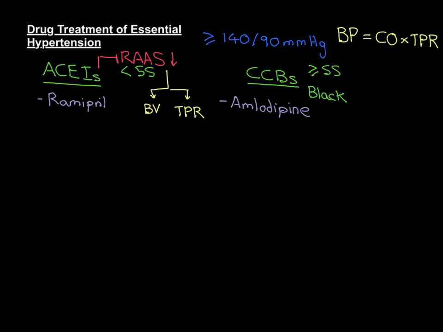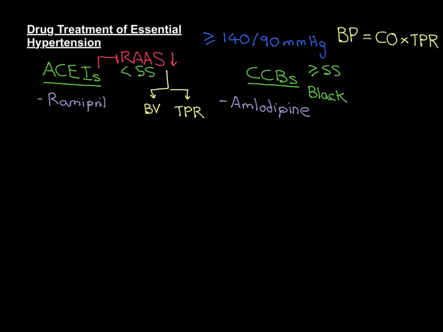So in summary, the Renin-Angiotensin-Aldosterone system, its major function is to conserve blood volume by changing the urine output of the kidneys, but it also influences the constriction status of the arterioles to change total peripheral resistance in order to maintain blood pressure in the face of changes to blood volume.